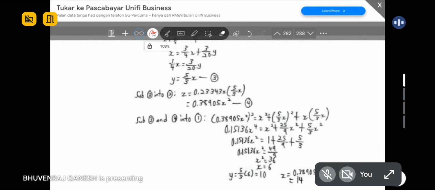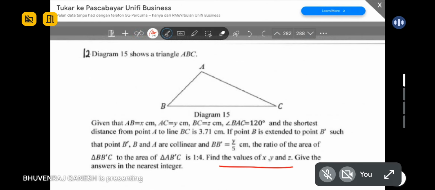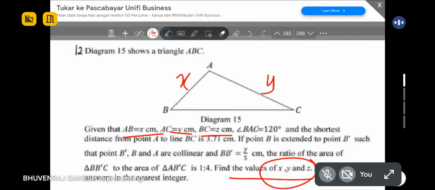Okay, so we see question 12. For this one, the concept actually got mixed lah guys. They ask you to find x, y, z. So guys, you see 3 unknowns, right? 3 pun boleh ubah. So you guys must think and see what is the concept over here. Okay, so first step, you just label AB is x, AC is y, BC is z. So label saja. BAC 120, BAC 120. Okay, label.